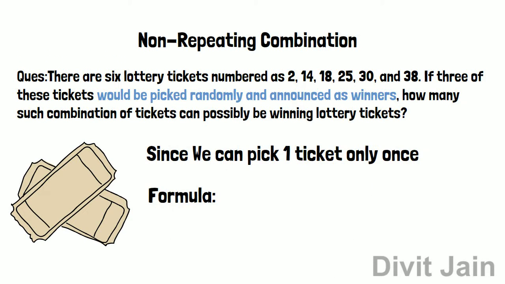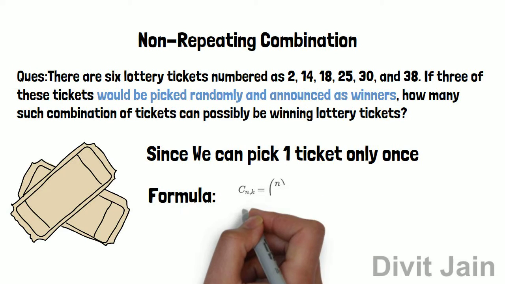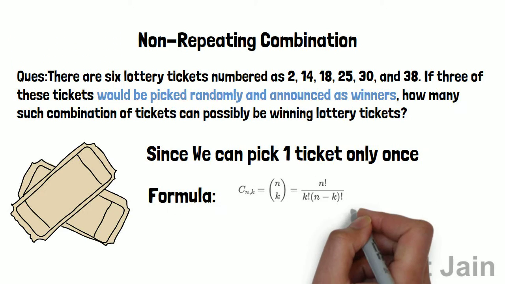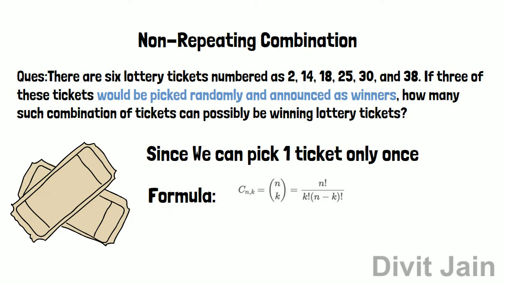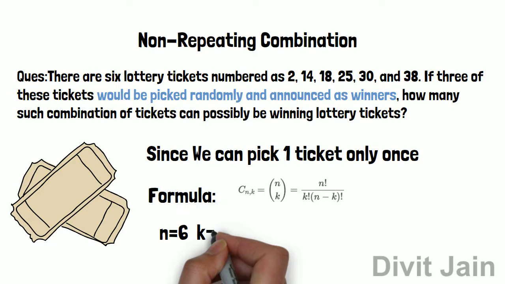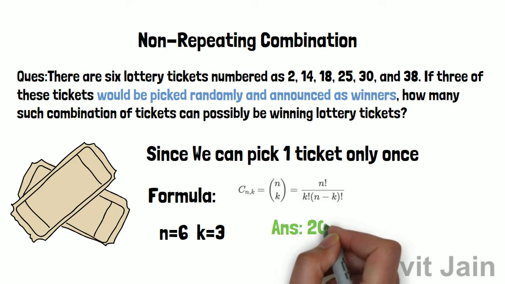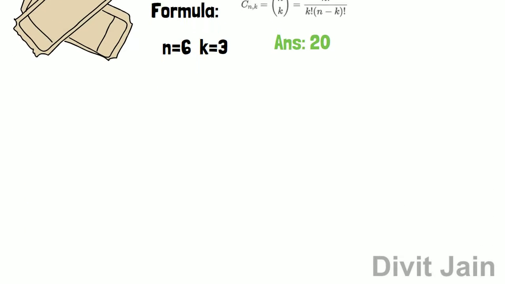The formula for non-repeating combination is n factorial upon k factorial times (n minus k) factorial. Here the value of n is 6 and the value of k is 3. And if we put these values in the formula, the answer will be 20.